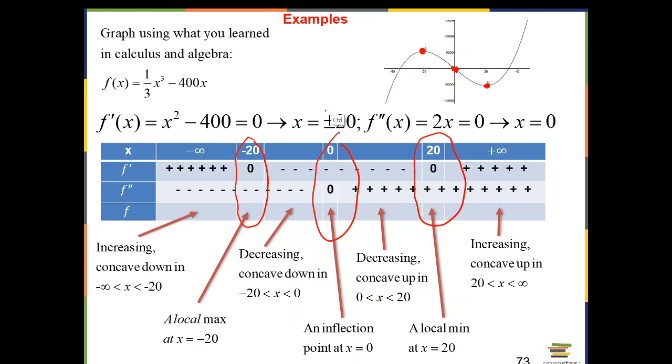So to the left, notice that it's increasing, concave down. Between negative 20 and 0 is decreasing, concave down. From 0 to 20 is decreasing, concave up. And from 20 on is increasing, concave up, right? And later we're going to talk about the end behavior. So you know the function goes to infinity this way and to negative infinity this way.